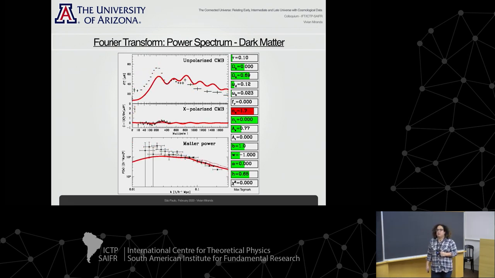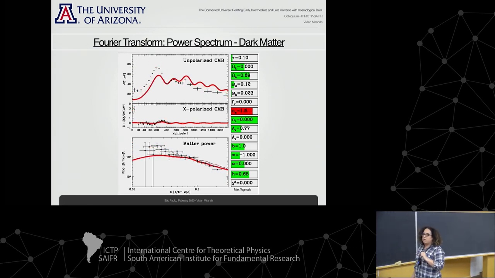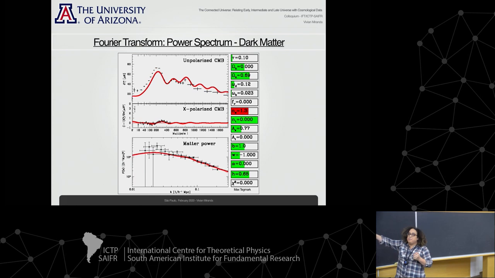Sorry, I can't. This is a fictitious experiment with real numbers coming out. So I'm confused. Where did these numbers come from? This is real data. Of what? That's what I'm trying to ask. Of dark matter? This is the power spectrum.